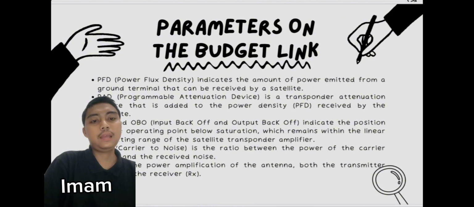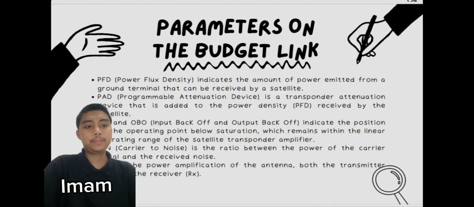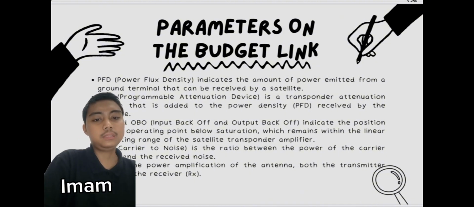And then C/N, carrier to noise, is the ratio between the power of the carrier signal and the received noise. And the last is gain, the power amplification of the antenna, both the transmitter or Tx and the receiver or Rx.